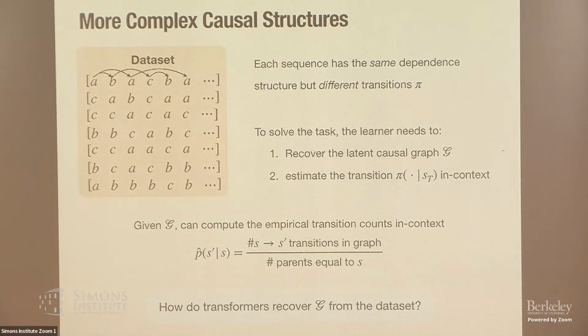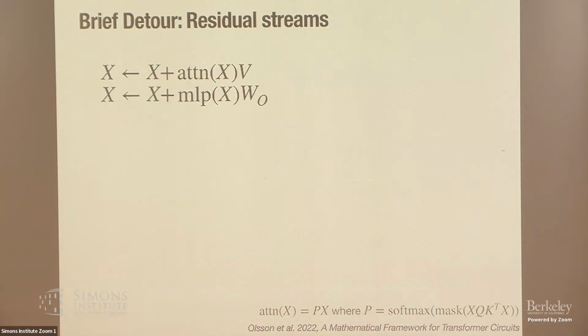Okay, so the second step is quite easy to do if you knew the DAG structure. So the main thing we need to study now is how do transformers recover the graph from the data set. I'm going to take a brief detour into the language in which Anthropic describes transformers. They had a series of blog posts that were quite influential, and they proposed to think about these in terms of residual streams. So these are the building blocks of a standard transformer architecture.